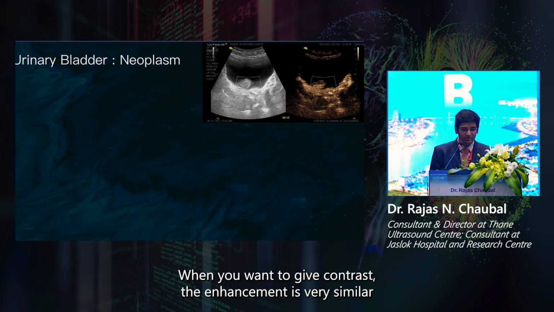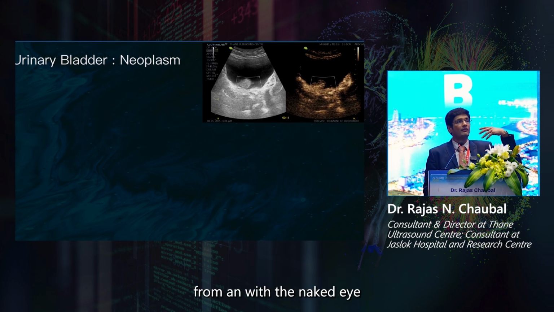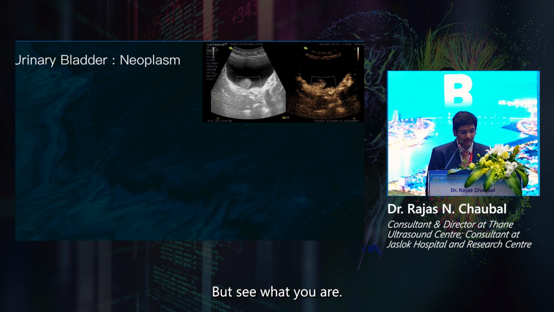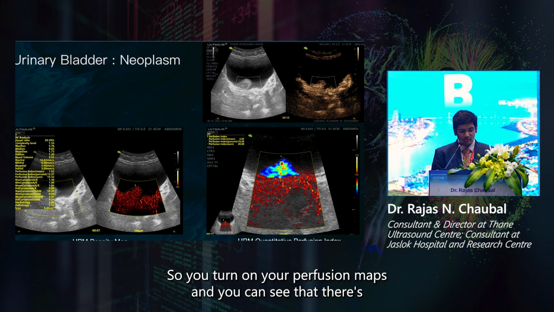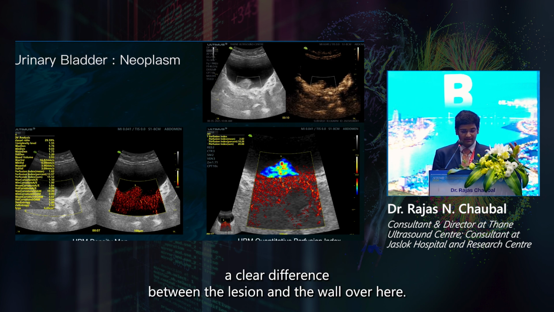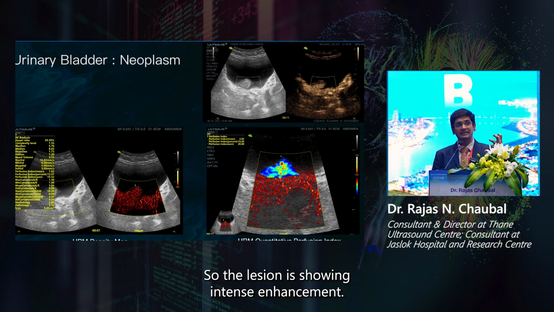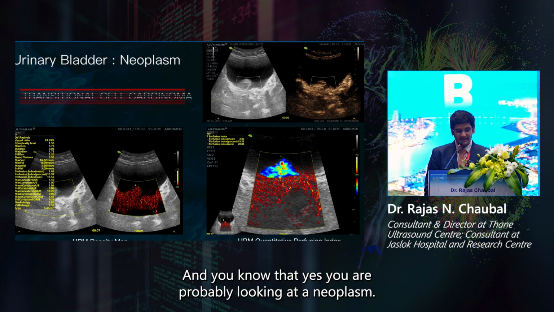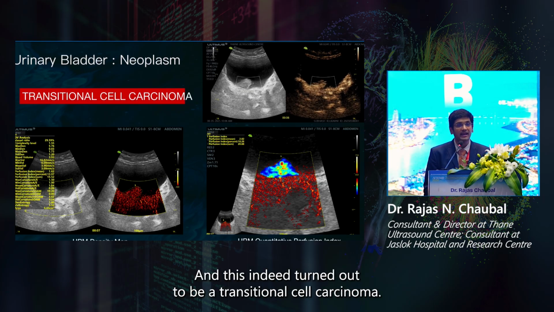But again, very interesting, urinary bladder neoplasm. Once you give contrast, the enhancement is very similar to that of the wall. So when you look at it with a naked eye, it's very difficult to perceive the difference in enhancement, but see what URM does, right? So you turn on your perfusion maps and you can see that there's a clear difference between the lesion and the wall over here. So the lesion is showing intense enhancement, there's high perfusion. Again, you can go ahead and take your perfusion indices, your ratios, and you know that yes, you're probably looking at a neoplasm, and this indeed turned out to be a transitional cell carcinoma.